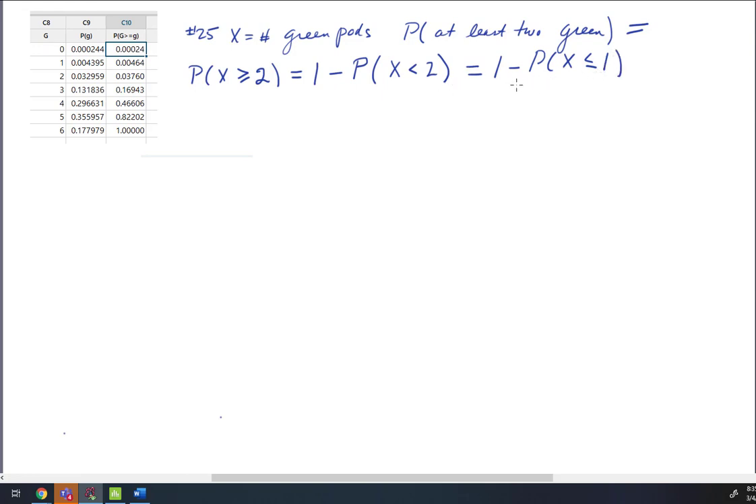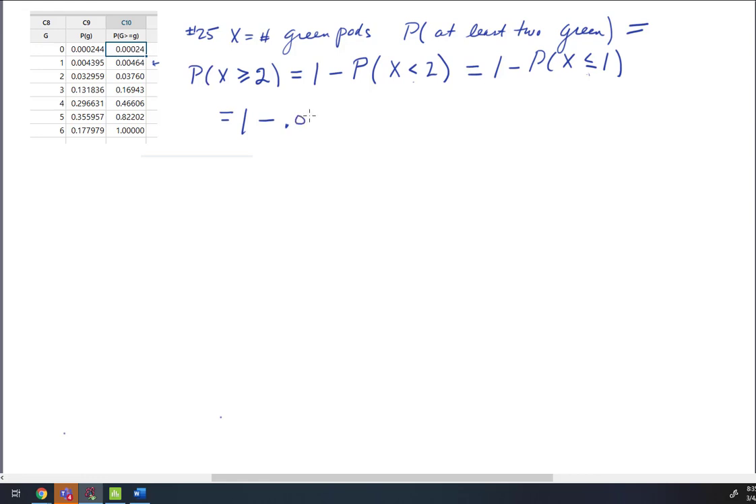Now, why bother with this step? Well, we bother with this step because the cumulative probability distribution is always giving me less than or equal to, not less than, and there's a difference. So I want less than or equal to if I'm going to use this cumulative probability column, which I think we probably should use. And so this is 1 minus, what's the probability X is less than or equal to 1? Well, we'll find 1 as a value of the random variable G, and this entry would be the probability X is less than or equal to 1.